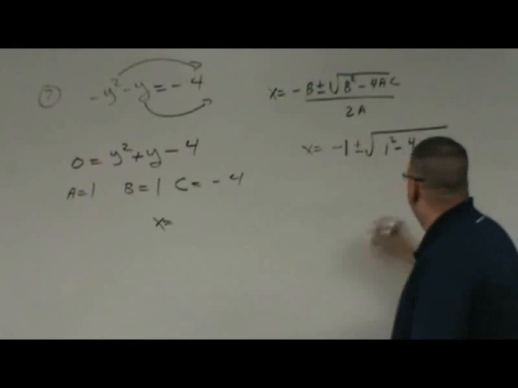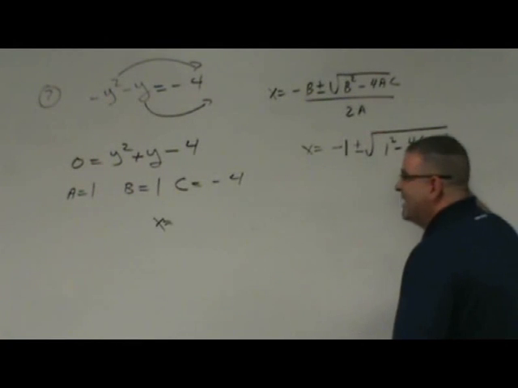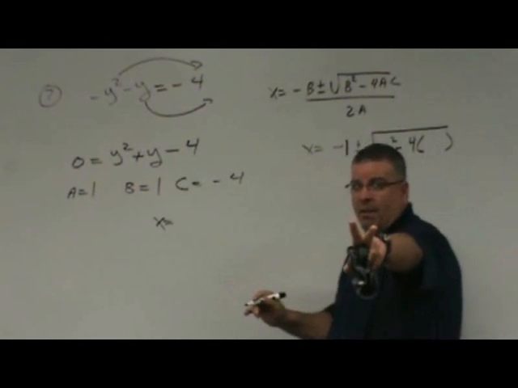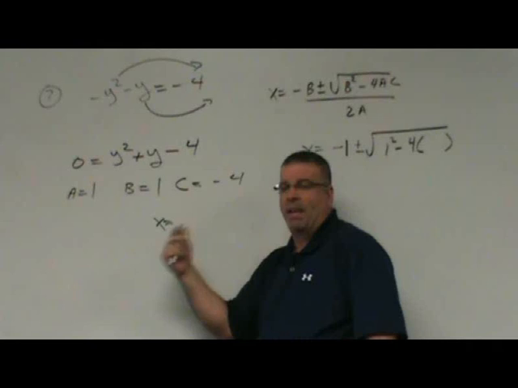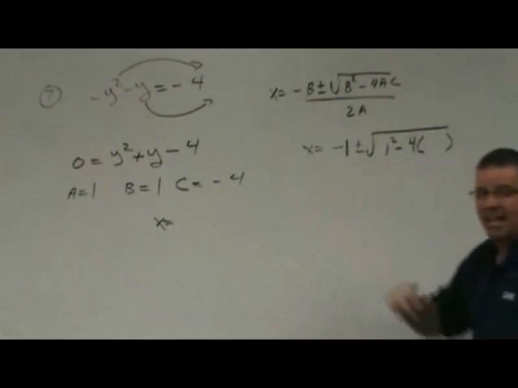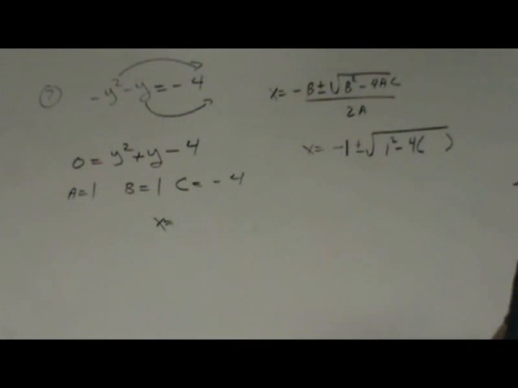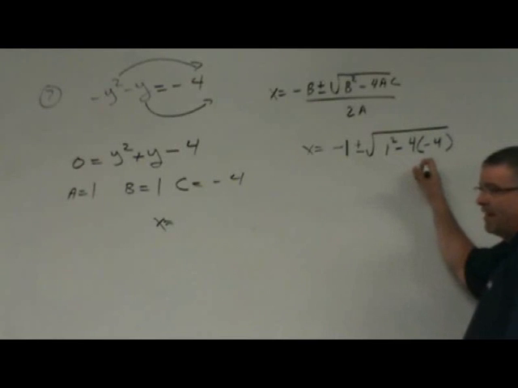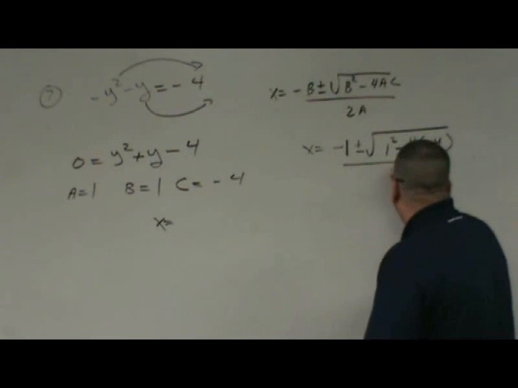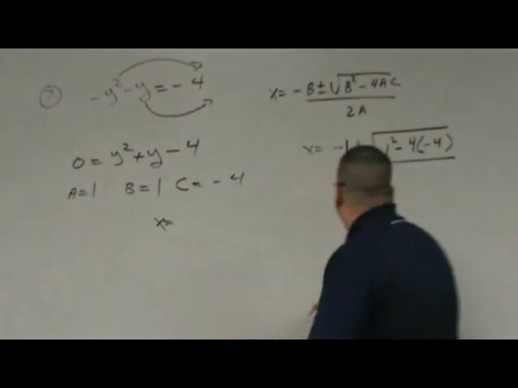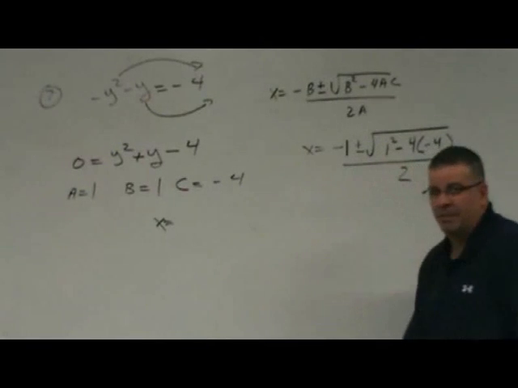minus 4 times whatever AC is. So take a second and pause, not pause the video, I'm sorry, I mean pause in our thinking here. What's AC if A is 1 and C is negative 4? Negative 4. But since it's negative here, what is that going to give us when we multiply? Positive. This whole thing is divided by 2A. In this case, A is 1, so 2A is 2.